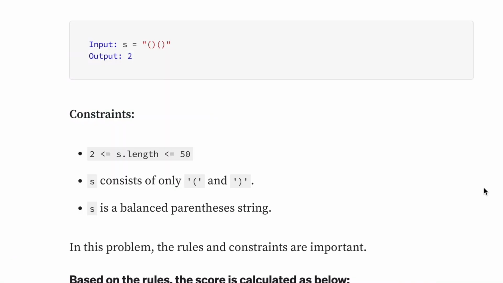Let's focus on the constraints now. S dot length is less than or equal to 50 and greater than or equal to 2. This means S contains a minimum of 2 characters and a maximum of 50 characters. The next constraint is S consists of either open parenthesis or close parenthesis. Other braces such as angular, curly, brackets are not in S. The third is S is a balanced parenthesis string. S always contains balanced parentheses. This means it has a minimum score of 1. It doesn't start with close parentheses.